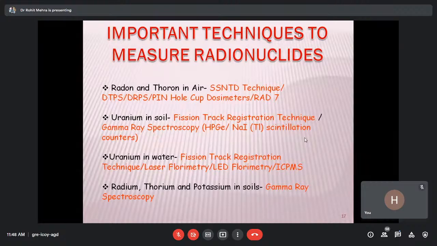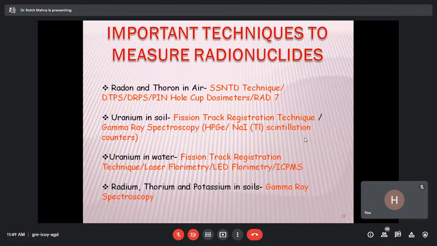Then the important techniques which you could use to measure, of course, we won't go into the detail in this webinar, that what are all the techniques, but you could always note down that for radon and thoron in air, you could use SSNTD, that is solid state nuclear track detectors, where you could use pinhole cup dosimeters. Then one sensor is DTPS, that is direct thoron progeny sensor. Progeny means daughter product. Another is DRPS, the direct radon progeny sensors, and another is RAD7. We all are having these detectors in our lab.